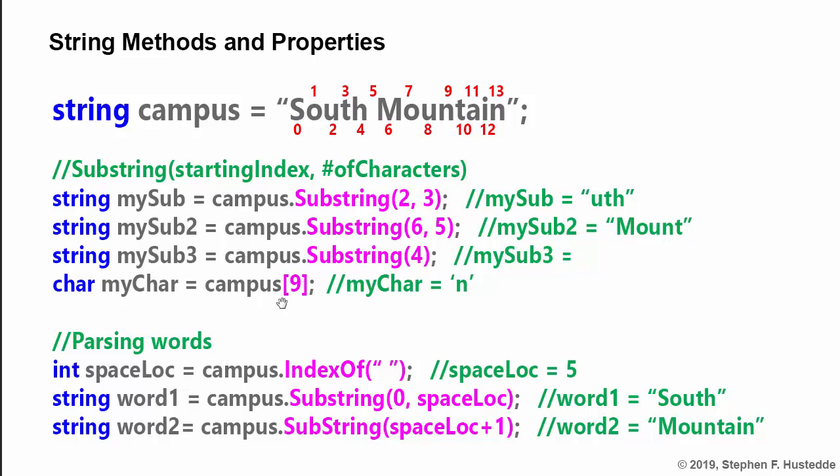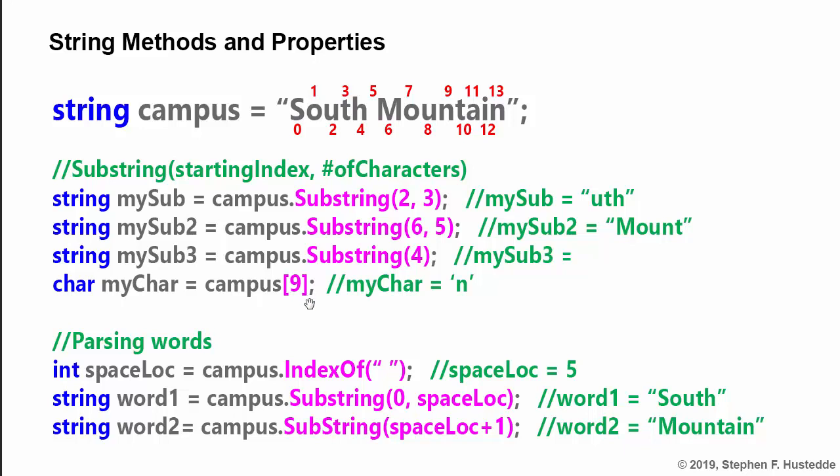We'll talk about arrays in a few weeks, and we can use square brackets with an integer value after our string name. What this does is it pulls out that one letter at that index, in this case index 9 would be an N, and puts it in a character, or char, data type. So I have a variable called mychar, char data type, equals campus sub index 9.